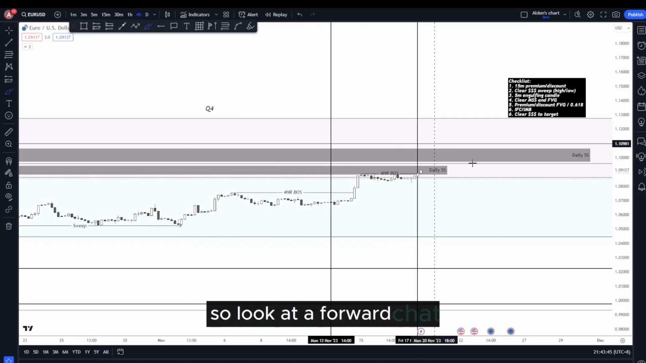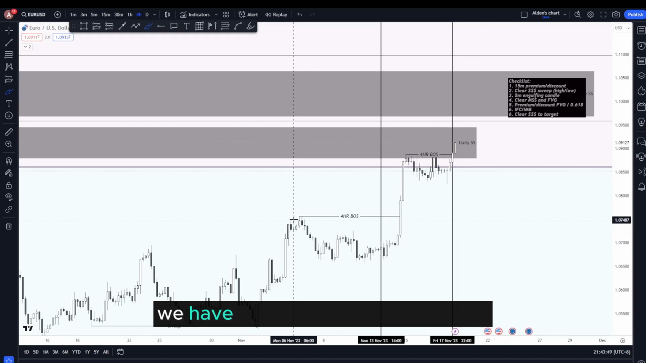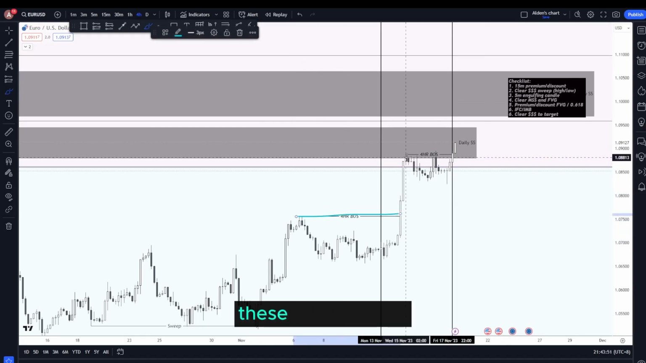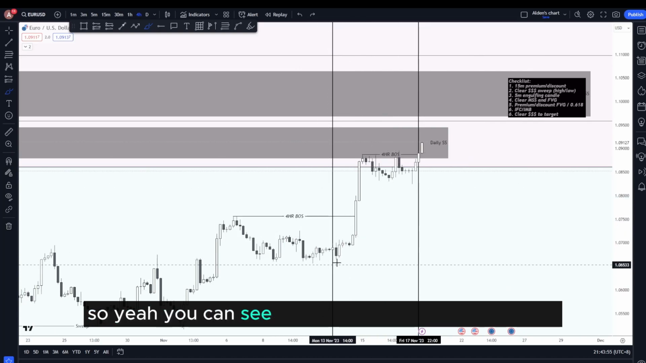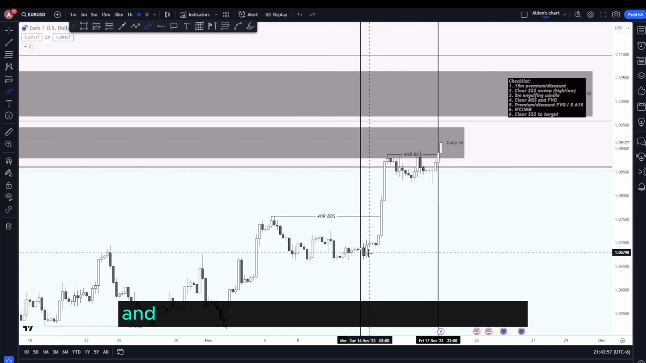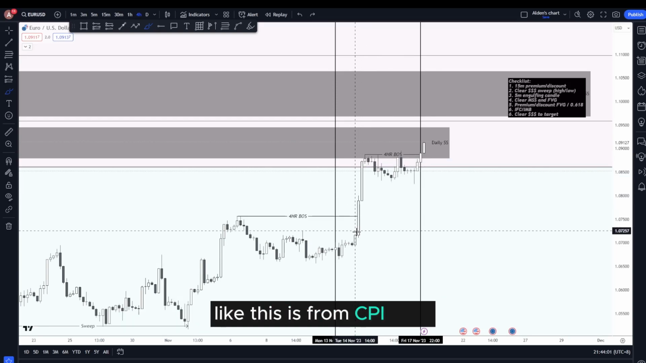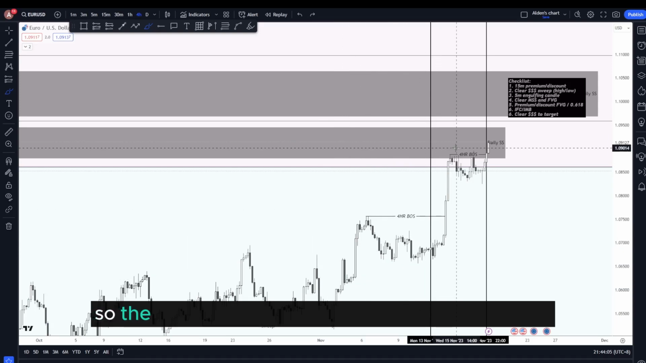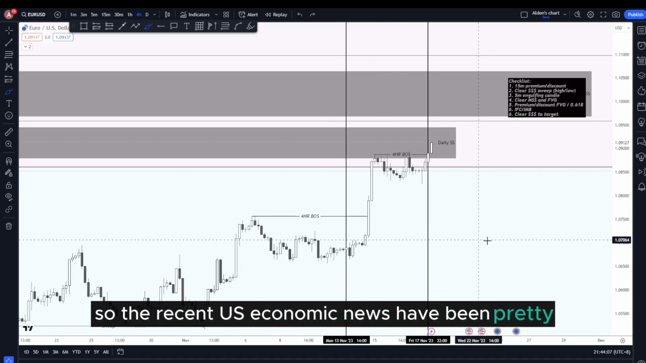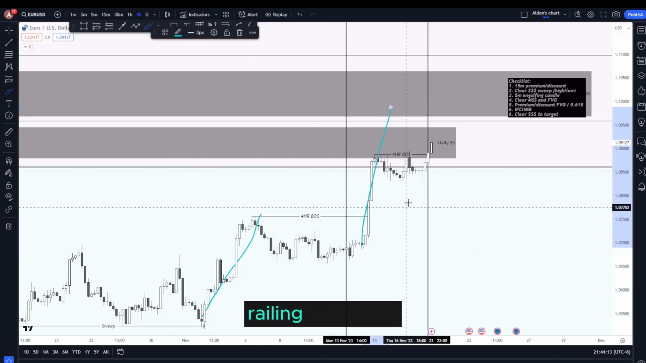If you look at the 4-hour chart, we have these highs being taken out, these highs as well being taken out. So you can see that we are pretty much bullish, and these moves are basically caused by, okay, this is from CPI, and previously this one was NFP. The recent US economic news have been pretty bearish for the US dollar, which is why we see EUR/USD rallying quite high.